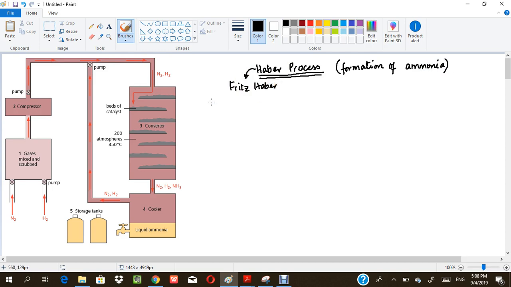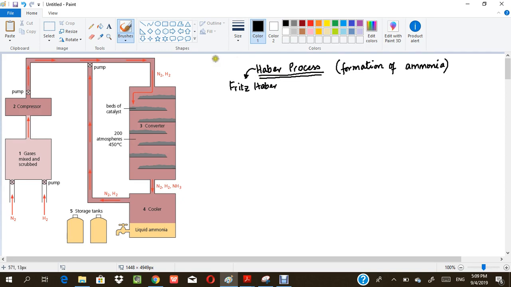and this discovery was made during the World War or just slightly before the World War. This guy was German and he made this discovery. He and another guy named Bosch. So in some books you might see this process written as the Haber-Bosch process, giving credit to the other guy as well. Right.